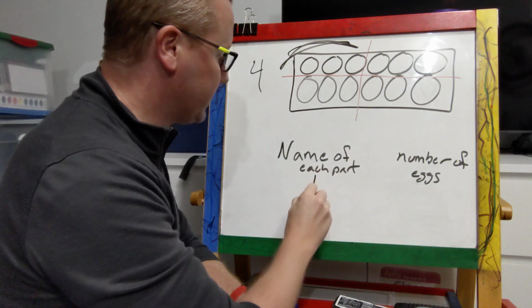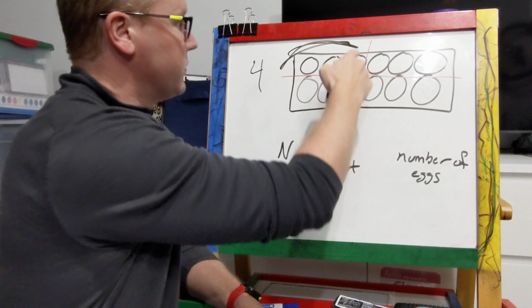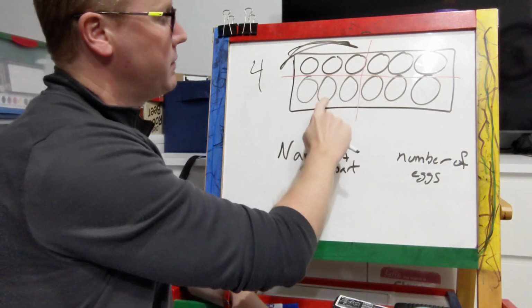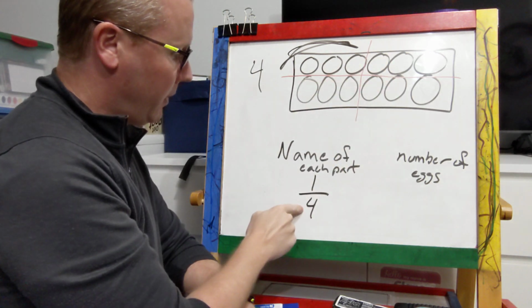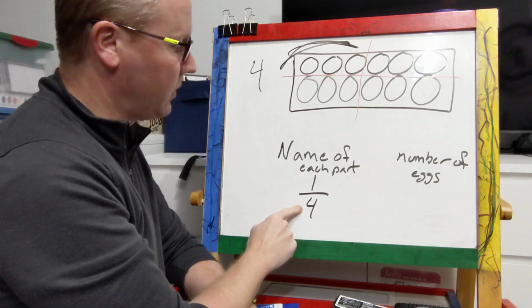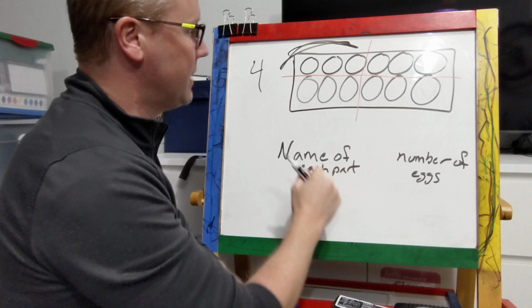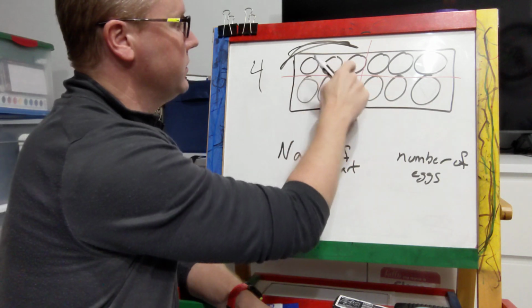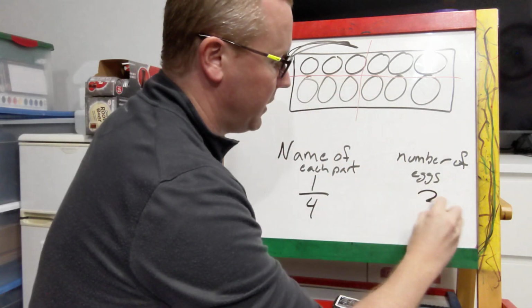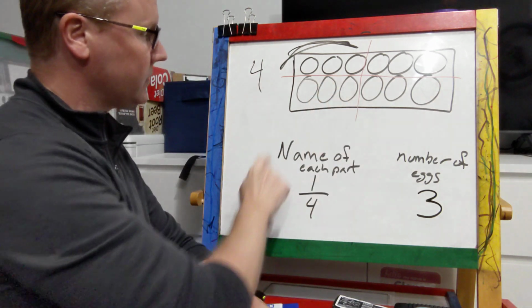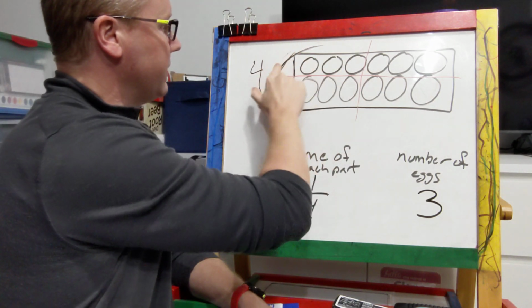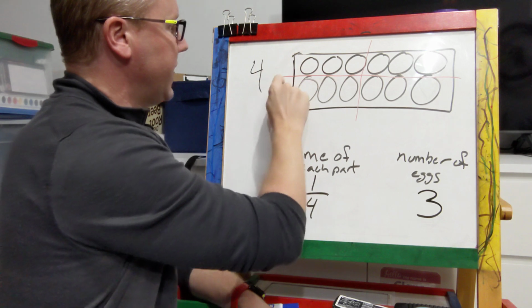When I'm looking at it, I know it's 1/4 because it's one of the pieces and we had broke the whole up into 4 parts. Remember, the bottom is what we break the whole up into. The top is the number of pieces we're talking about. When it said number of eggs, you just had to count 1, 2, 3. The number of eggs that was in each part. So this one would be 1/4, and it would be 3 eggs in each one.